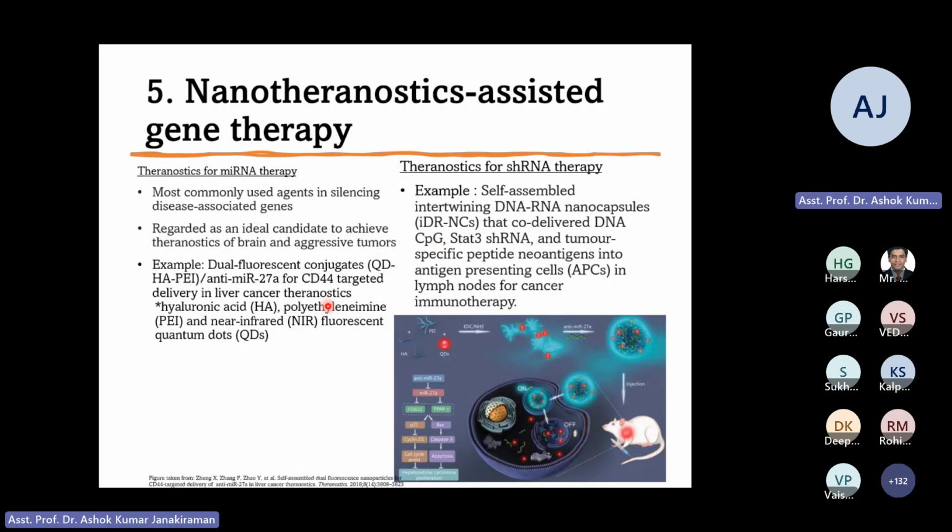So the miRNA therapy is also used with the idea to target brain tumors. Another drawback with brain tumors is that most drugs cannot reach them due to their physicochemical properties, so in this case we can use something like miRNA.